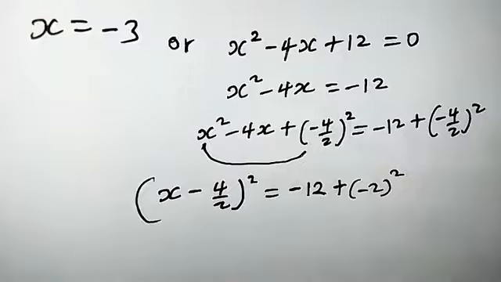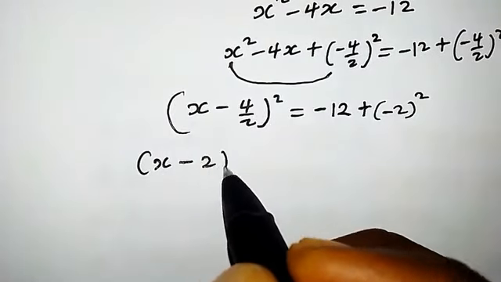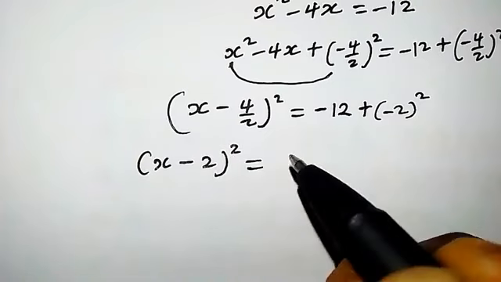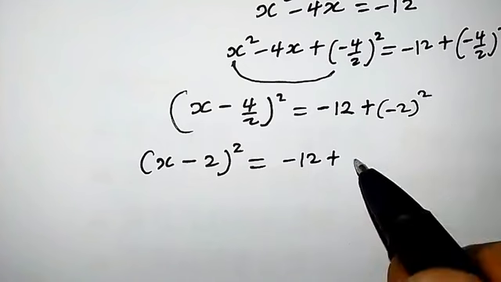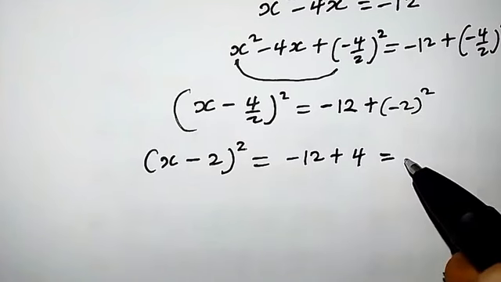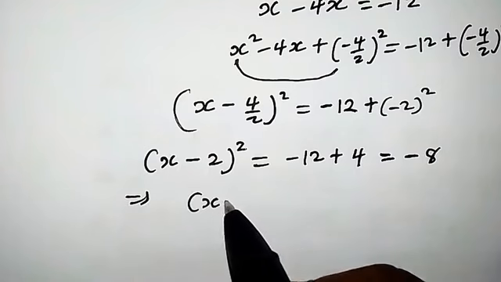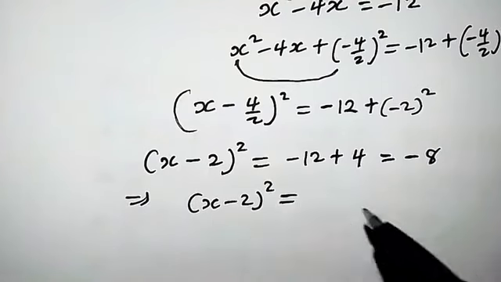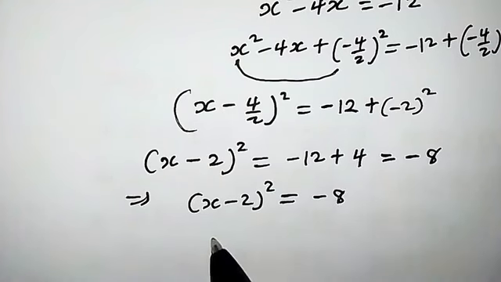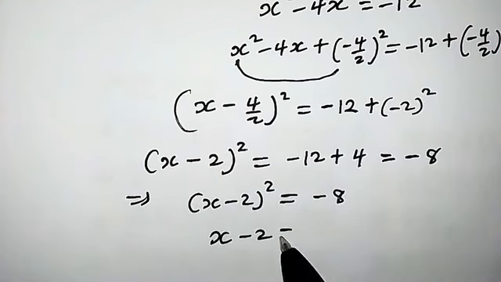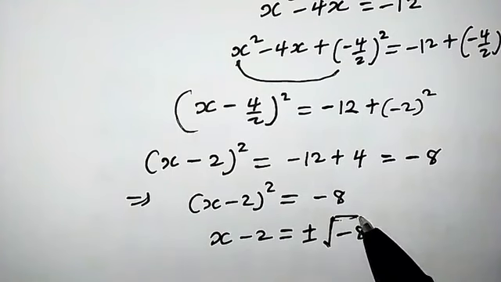So let's proceed further. We have x minus 4 over 2, that is simply 2 all squared equals negative 12 plus minus 2 all squared, that is simply 4. This guy equals to negative 8. So this implies that x minus 2 all square is equals to negative 8. When we take the square root of both sides, we're going to have x minus 2 is equals to plus or minus square root of negative 8.